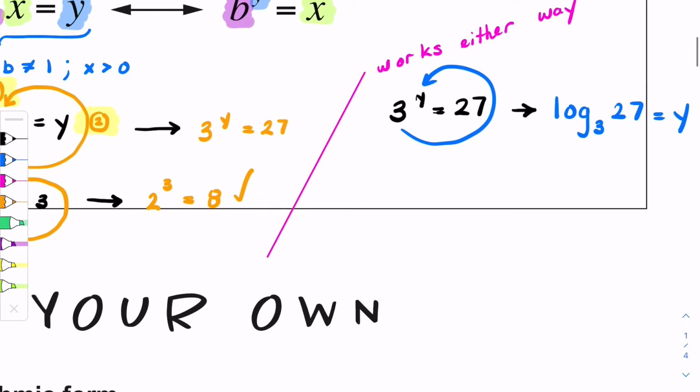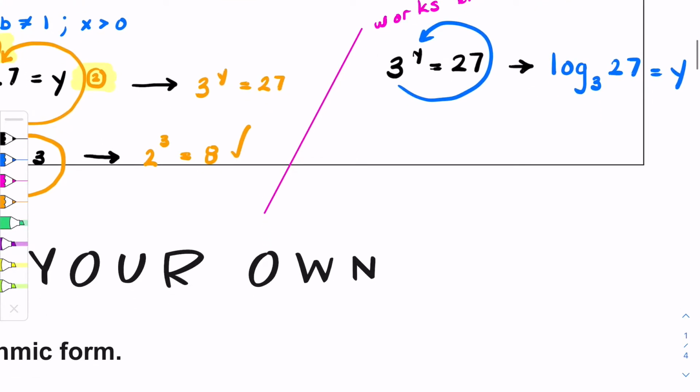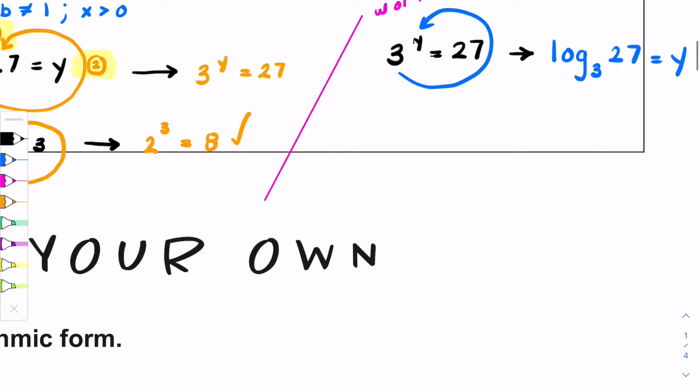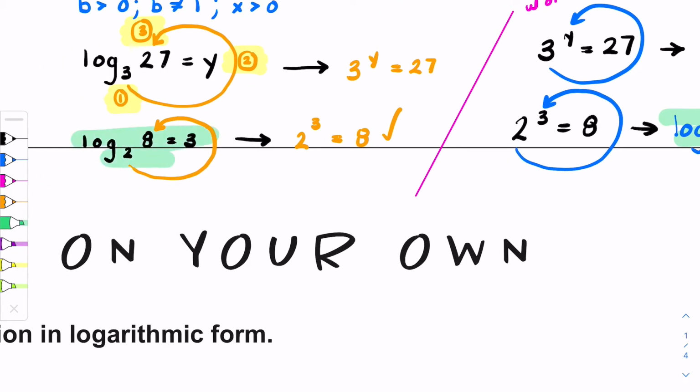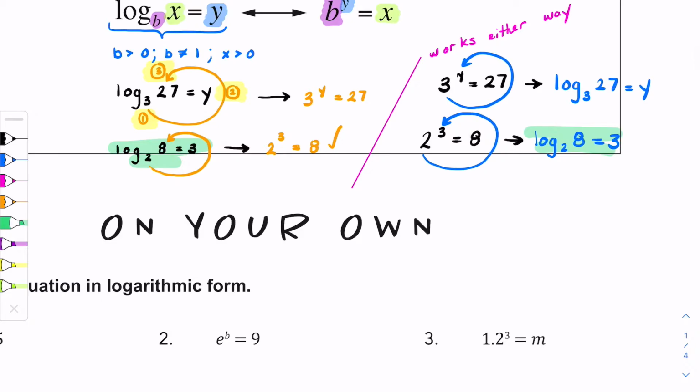So again, either use this shortcut trick method or just memorize the order. If we look at this one, we know we have 2 raised to the power of 3 is equal to 8. We're going to draw a circle. Starting with log, we have log base 2 of 8 is equal to 3. And compared to where we started, yes, we have the same functions, so that is correct.